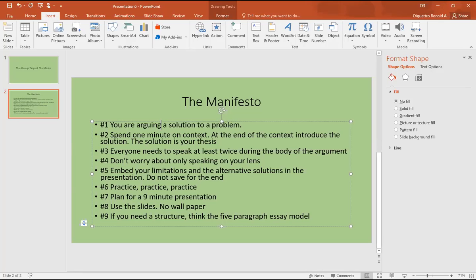Embed the issues. So if you're doing the political issues of Ron DeQuatro becoming dictator of the world, talk about some political limitations in that part as well and address them. I mean, one day he's going to die, so what are we going to do then? All right. So, embed limitations. Don't save for the end.